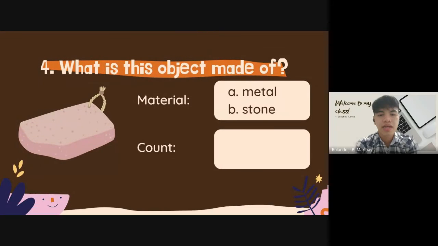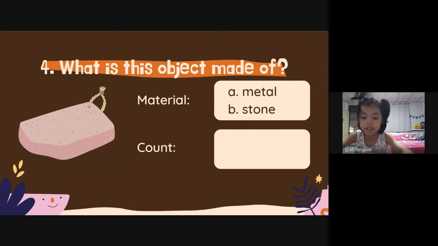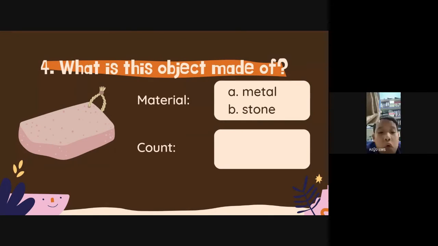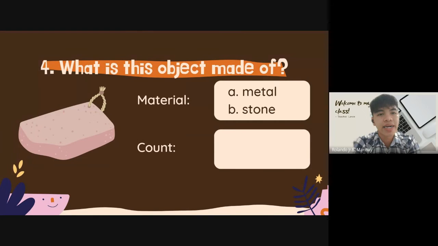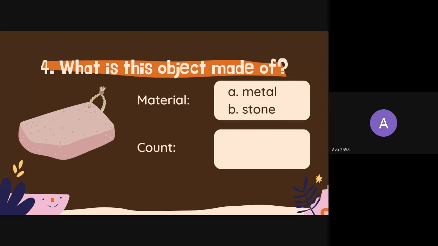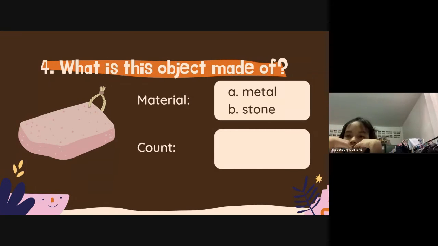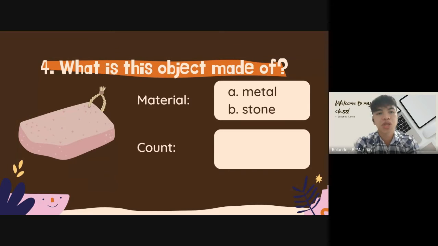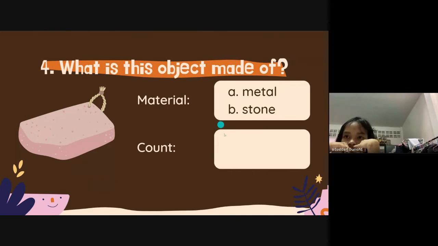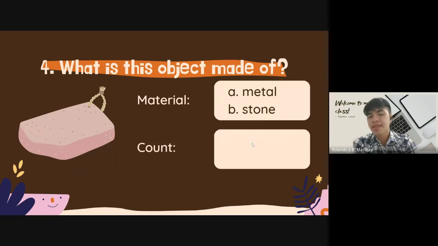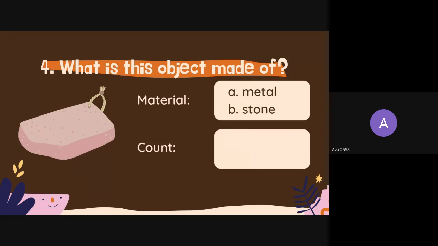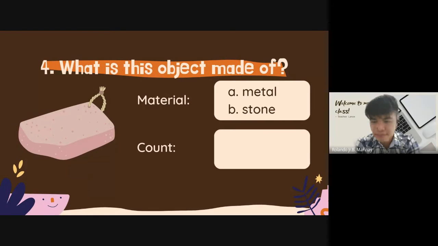Okay, what is it made of? B. Very good. It's letter B. It's made of stone. That's why it's called pumice stone. Okay. How many materials are there? One. So we're going to write one in our book.